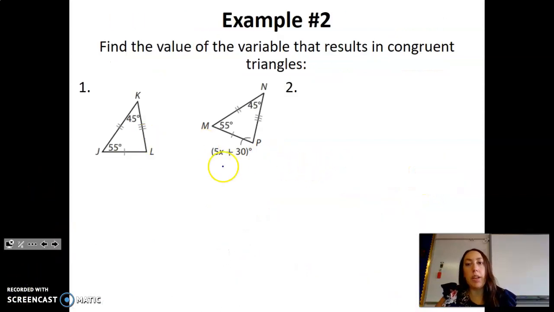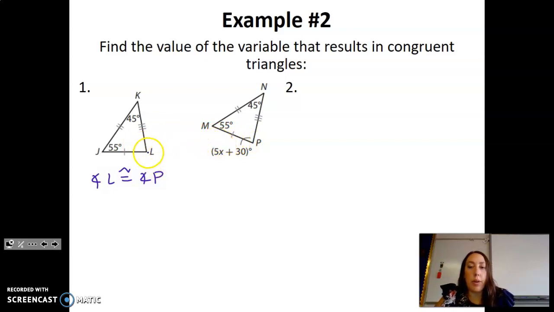Our next example, we are going to find the value of the variable that makes these two triangles congruent to one another. So we have two 55-degree angles, we have two 45-degree angles, so that means that angle L has to be congruent to angle P because they're the last two angles, so those guys have to be congruent to one another.